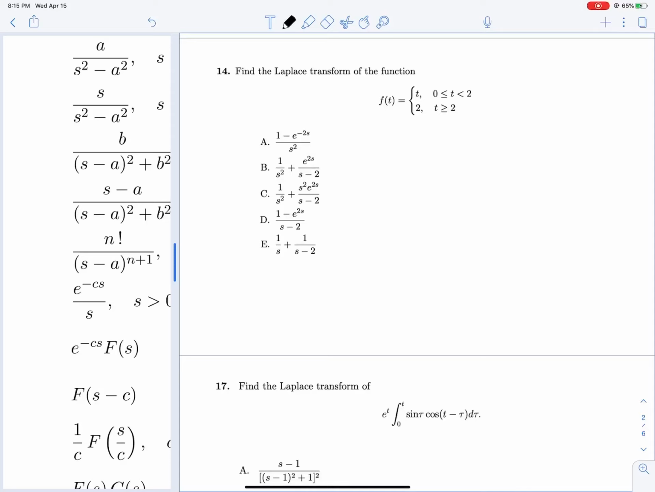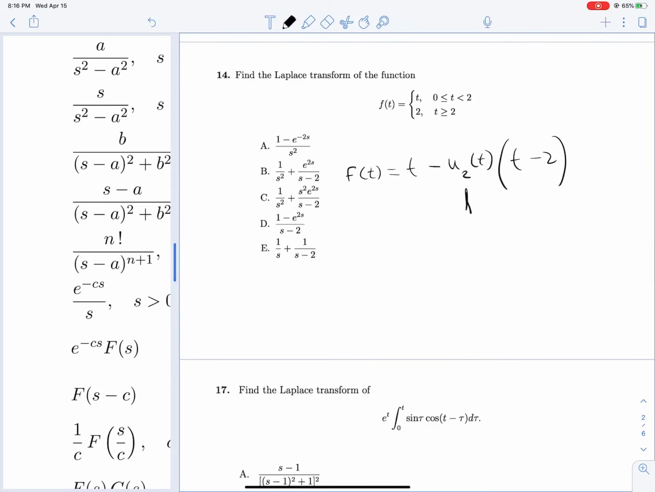So for t between 0 and 2, we want our function to be equal to t. So let's have f of t equal to, well, just t, and then we can have minus u2 of t, and then t minus 2 in there. Isn't that so nice how that works out? Because when t is greater than 2, this will evaluate to 1, so we will have t minus t plus 2. So that gets rid of this, adds that 2 in there, and we are good to go.